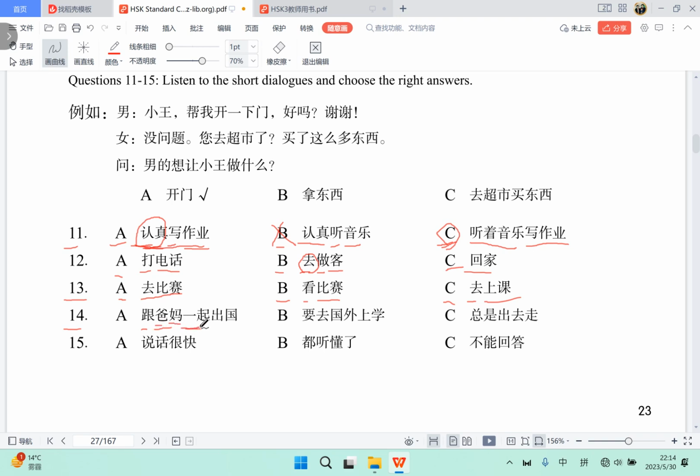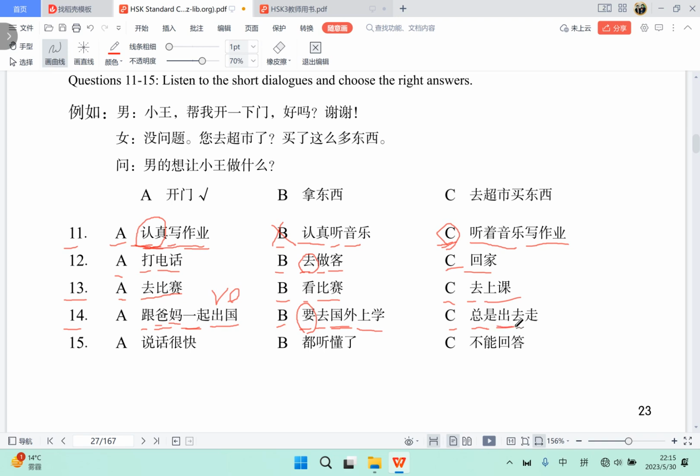So 一起 together 出国 is like go abroad, to visit other countries. So to visit other countries with parents together, right? And B 要去国外上学，要 is going to do something, 去 to go, 国外 so it's same as 出国. But 出国 is the verb object, but 国外 is more like the foreign countries, and 上学 to study, right?